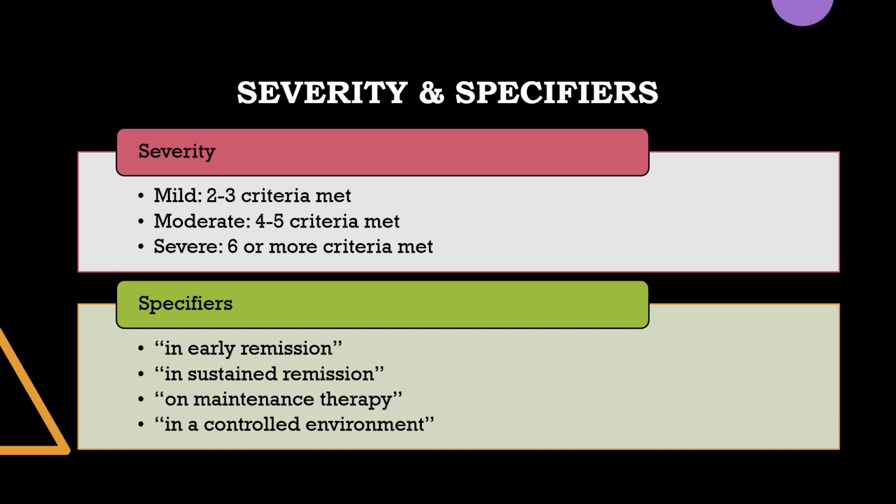And finally, in a controlled environment. So again, going back to when I mentioned in sustained remission, that someone is able to maintain abstinence or refrain from use without the help of the more invasive treatment modalities such as inpatient. So in a controlled environment means that the person is able to maintain sobriety or abstain from substance use, but only in a controlled environment. So only if they're in a hospital, only if they're in a residential treatment program where they're not living independently, and they can only, again, refrain from using in that environment.